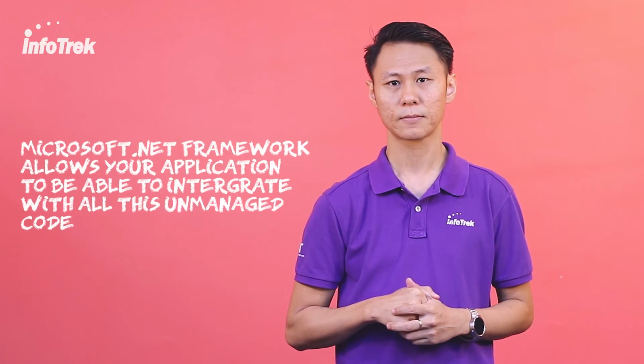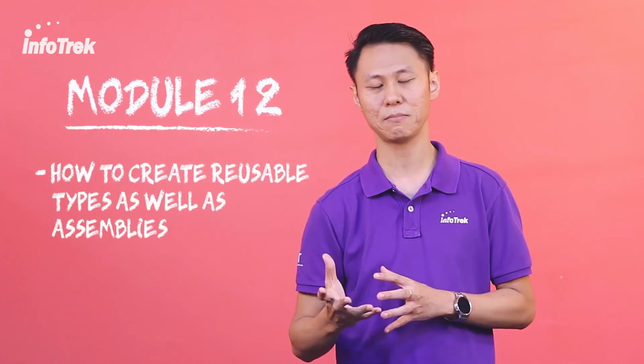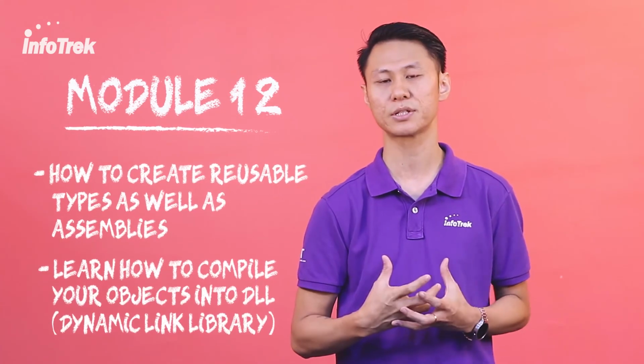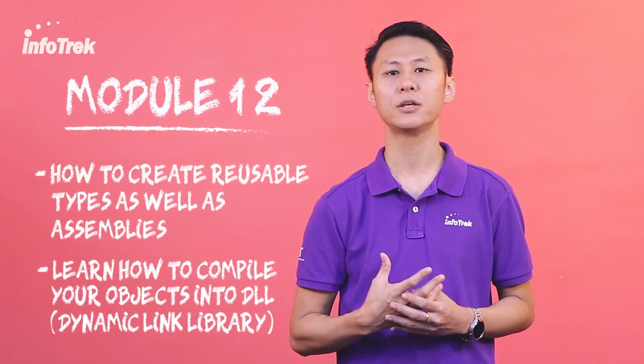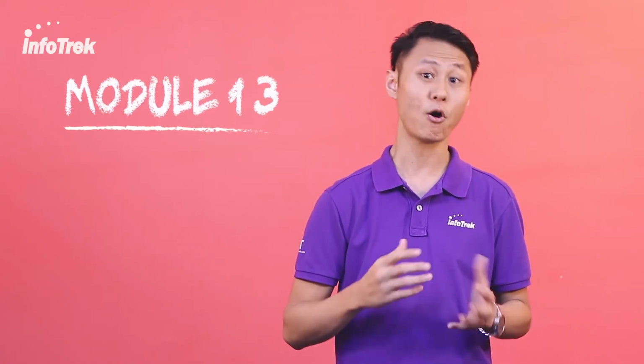Now, slowly we're going to descend to Module 12, whereby you learn how to create reusable types as well as assemblies. This is where you need to learn how to compile your objects into DLLs, or dynamic link libraries, whereby you are going to learn how to make them safe and deploy them into your Windows GAC, Global Assembly Cache, so that multiple applications can reuse this particular object or library.